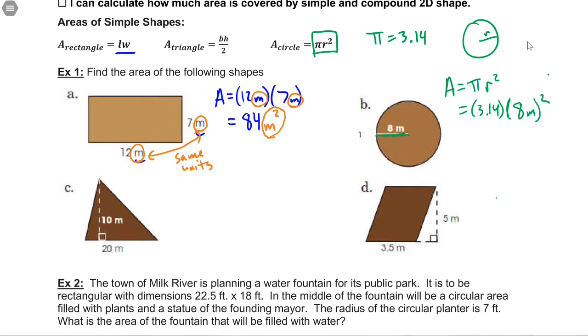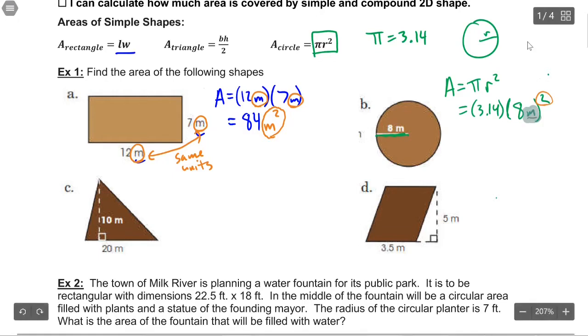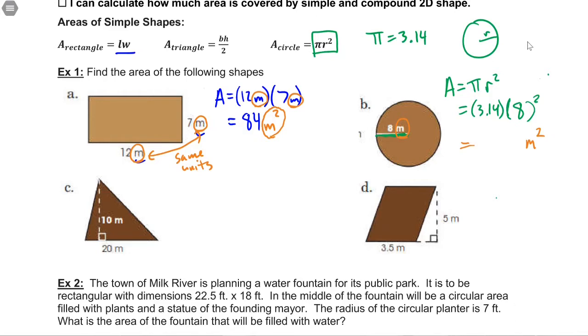Now, I've shown the meters here because I wanted to highlight to you guys that you're going to have meters squared in your final answer. Usually, though, you wouldn't actually put the meters in. You just know that because we have meters in our question, our final answer is going to be in meters squared. So 8 squared, 8 times 8 is 64. If you put 64 times pi in your calculator times 3.14, you get 200.96.